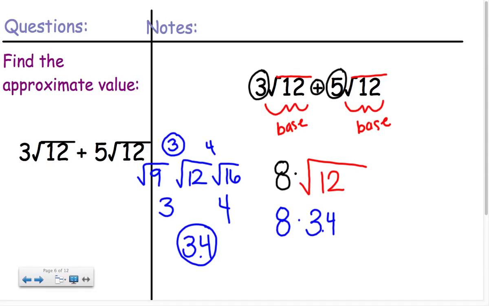Remember when you're doing long multiplication, you always want the number with more digits on top, fewer digits on the bottom. 4 times 8 is 32. 3 times 8 is 24, plus 3 is 27. Since this is 1 over, we move it 1 over. So my answer is 27.2.